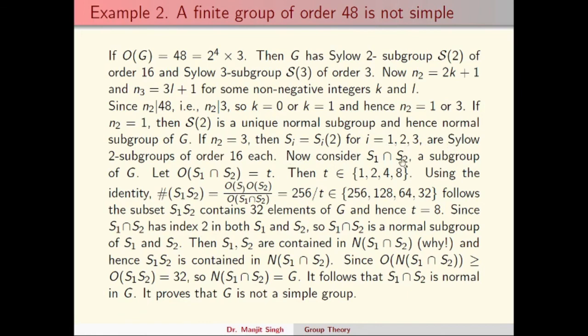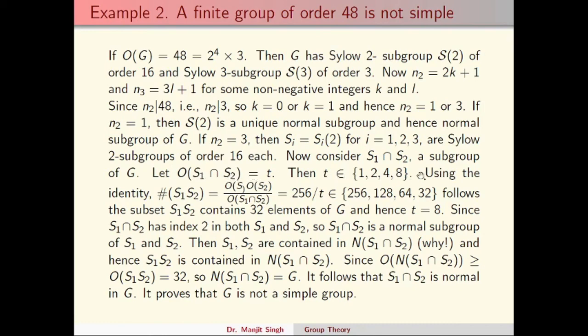If we take the intersection of these two subgroups S1 and S2, then it is a subgroup of S1 as well as S2. Let the order of S1 intersection S2 be T. Because the order of a subgroup divides the order of the group, the order of T can be 1, 2, 4, 8, and it cannot be 16, because if it is 16, then S1 will be identical to S2. Since S1 is not identical to S2, T cannot be taken as 16.